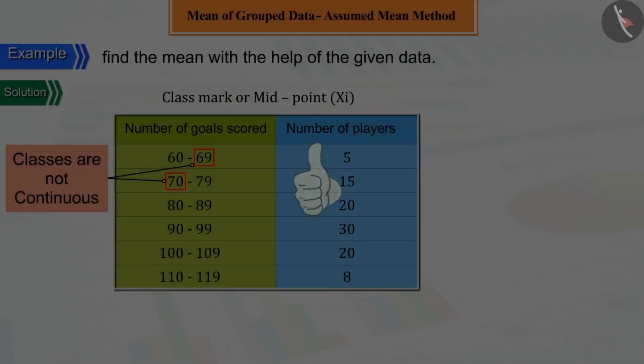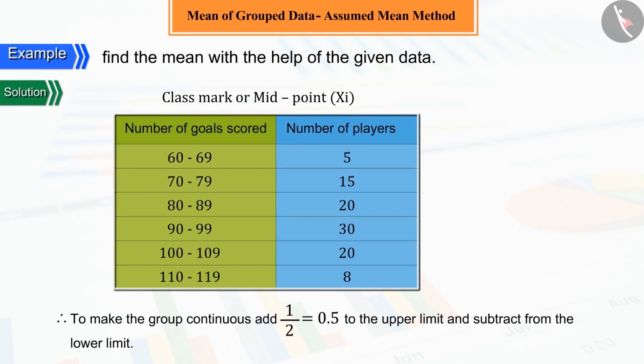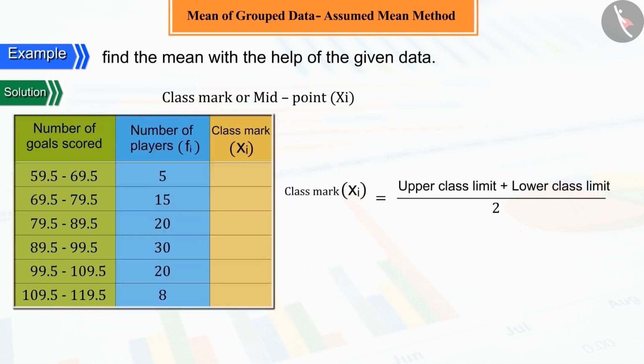Well done. We can see from the table that the difference between upper and lower limits is 1. So to make the class continuous, let's add half, that is 0.5, to the upper limit and subtract the same from the lower limit. After that, from the midpoint formula, obtain the value of x1.